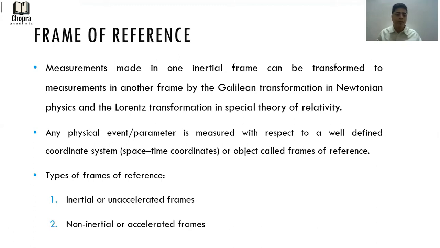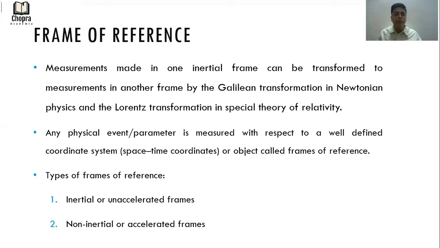So any physical event or parameter is measured with respect to a well-defined coordinate system, which is nothing but a space-time coordinate system or object called frame of reference. What are the kinds of frame of reference? There are two main categories of frame of reference. One are called inertial or unaccelerated frames of reference. Other ones are called non-inertial or accelerated frames of reference.